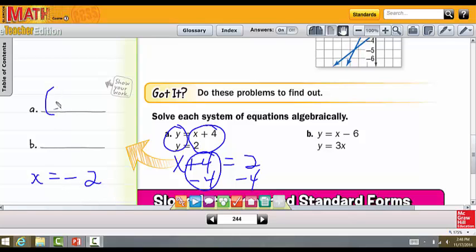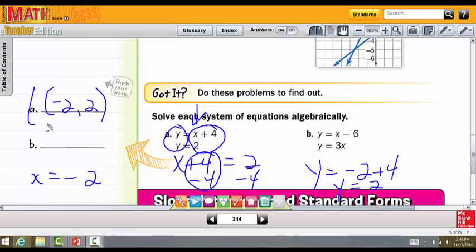So the first thing we're going to do is put negative 2 here for our coordinate. So now we have x equals negative 2, so we're going to put it in this equation here where we have y equals negative 2 plus 4. So we have negative 2 plus 4 would be y equals 2. So our second coordinate is 2. So that is our solution to letter A, negative 2, positive 2.